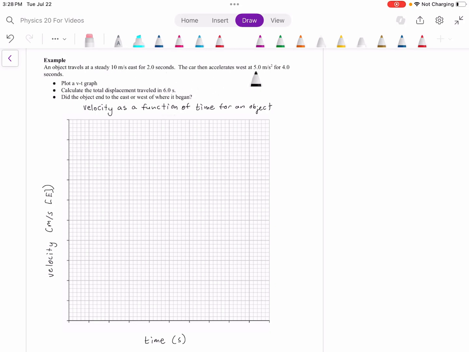Do I have to go down into the negatives? Well, we can kind of plan that out a little bit here too, right? If it's accelerating west at 5 meters per second squared for 4 seconds, we can kind of see that, okay, it's going to start at 10 meters per second east, then 5 meters per second east, then 0 meters per second, then -5 meters per second, then even -10, right? That's 4 seconds of a westward acceleration.